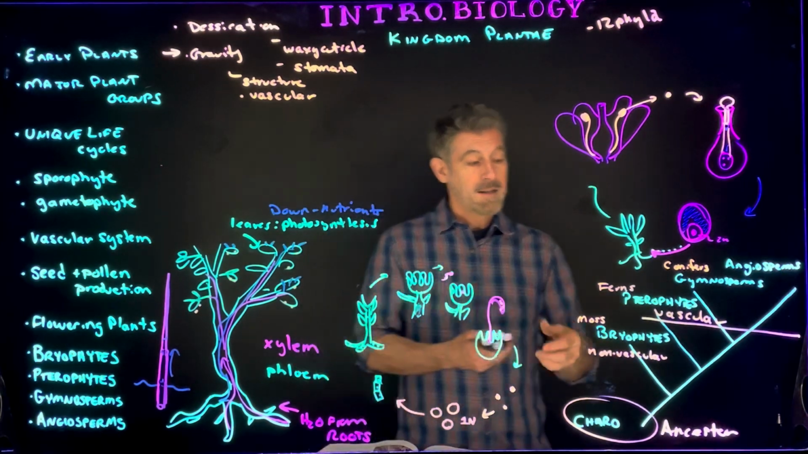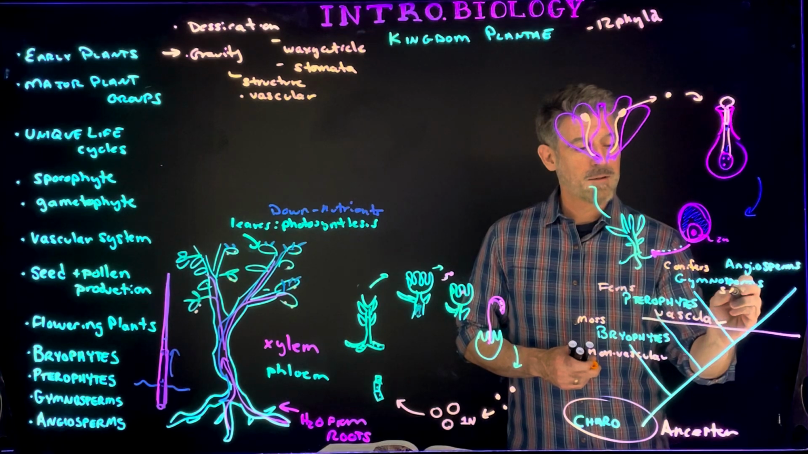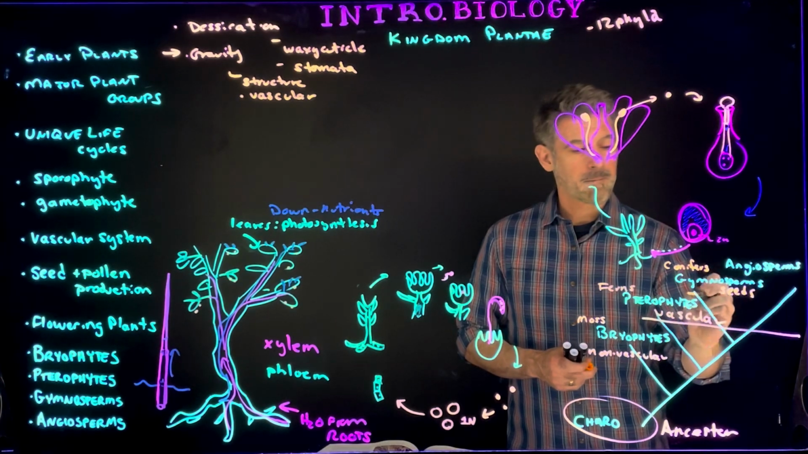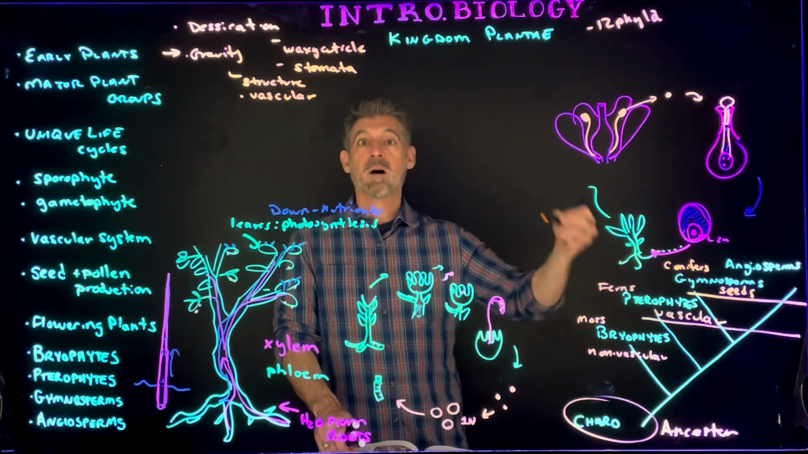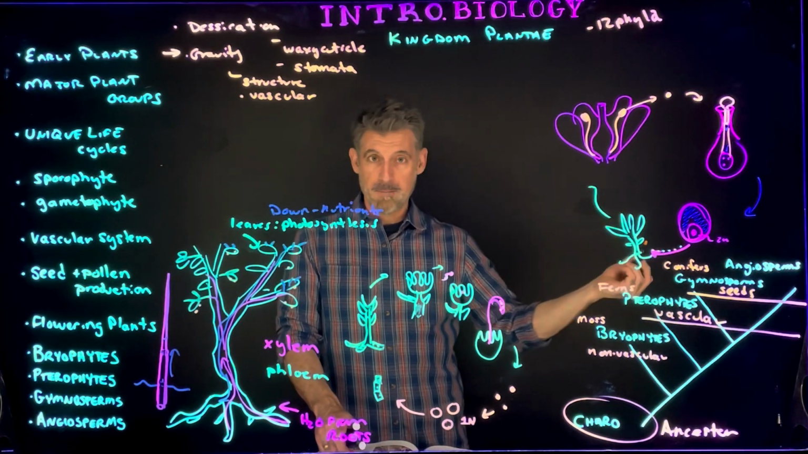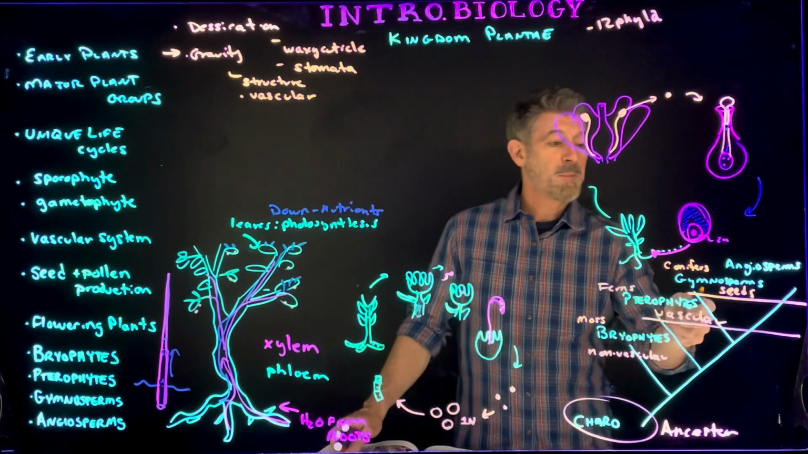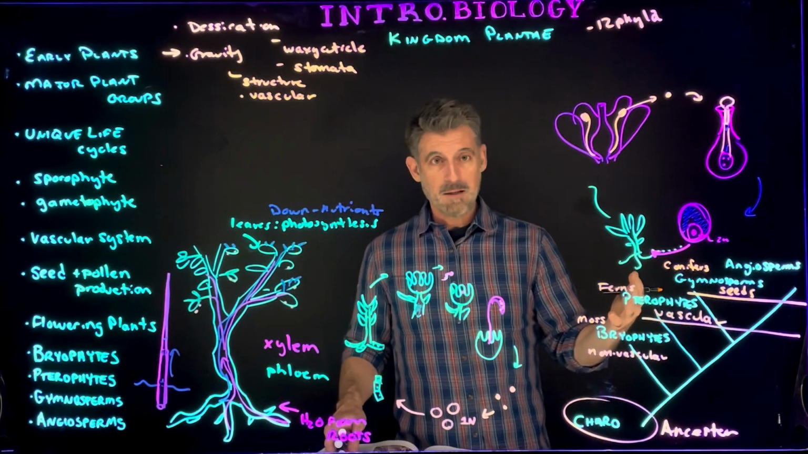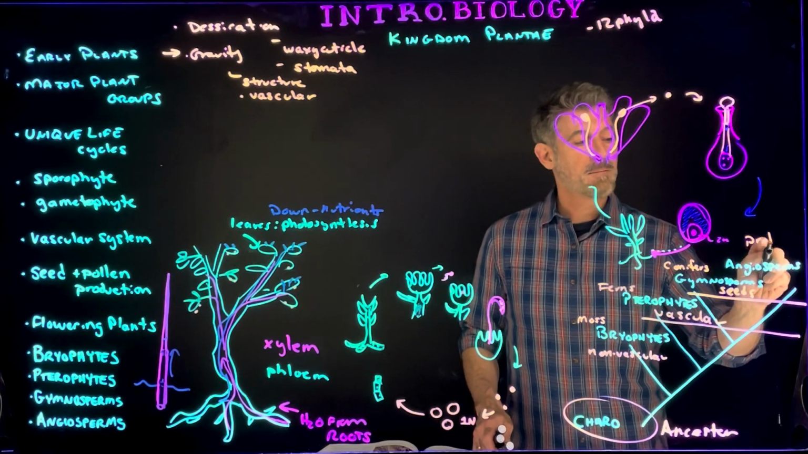Okay, so in addition to being vascular, these plants are going to produce seeds. So the gymnosperms and angiosperms are both going to produce seeds. And so what's the difference? The gymnosperm, well, this is called a naked seed. It's not protected. All right, so the angiosperms have a protected seed.